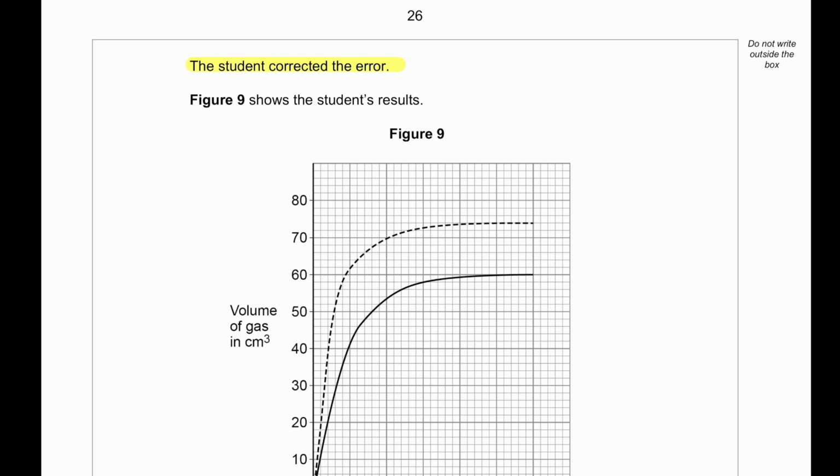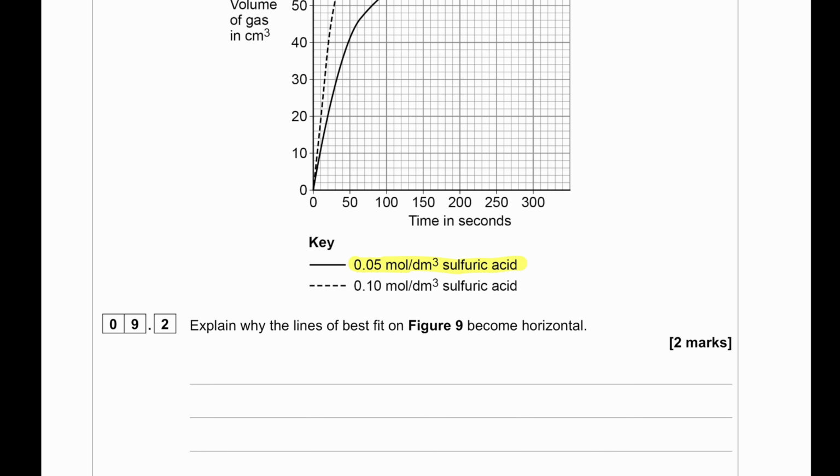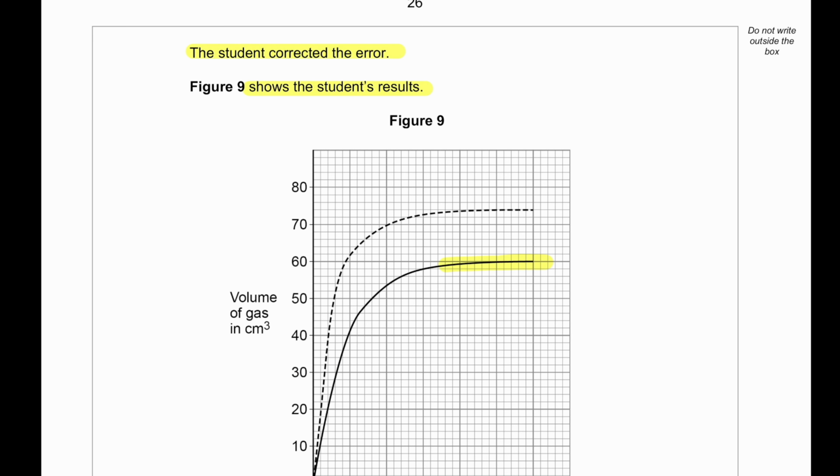The student corrected the error. Figure 9 shows the student's results for 0.05 mole per dm³ sulfuric acid and 0.1 mole per dm³ sulfuric acid. We can see that it produces different volumes of hydrogen at the end of the process.